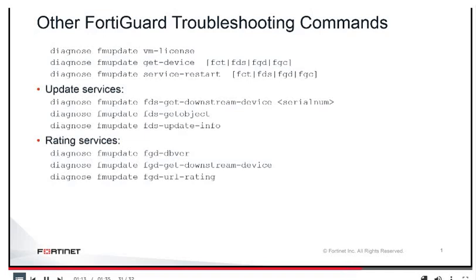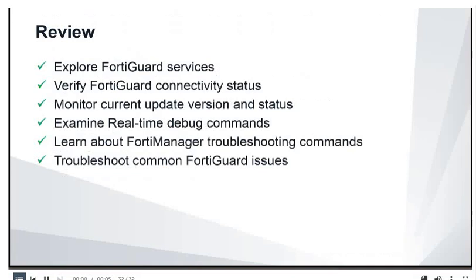Diagnose fmupdate fgd-dbver. Gets the version of the database. Diagnose fmupdate fgd get-downstream-device. Gets information on all downstream FortiGate web filter and spam devices. Diagnose fmupdate fgd-url-rating. Rates a URL. This slide shows the objectives that you cover.